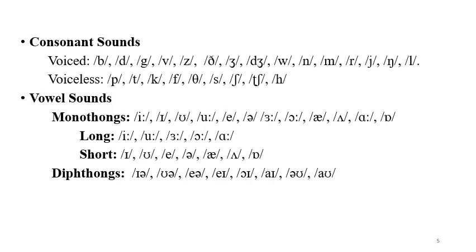The sounds are provided here, starting with the consonant sounds b, d, g, v, z, and so on, including j, w, n, m, r, y, ng, l. This is for the voiced sounds. One may notice that when you place your hand on your throat as you pronounce these sounds, you will feel a relative vibration there. What normally causes this is that the vocal folds are open and closed in the course of producing these sounds.